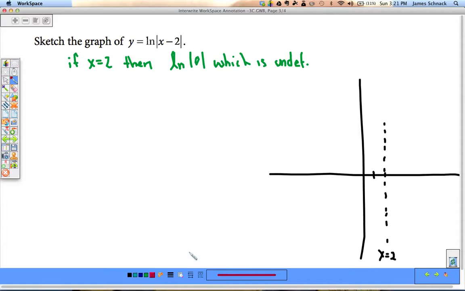So we have an x-intercept here. We have an x-intercept there. That's 1. So when we sketch this in, it looks like this. We're approaching the asymptote from both sides, but neither one ever crosses it. There's my sketch, good to go. On to the next.